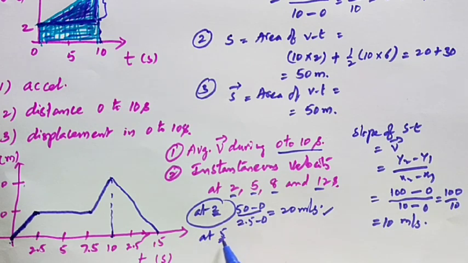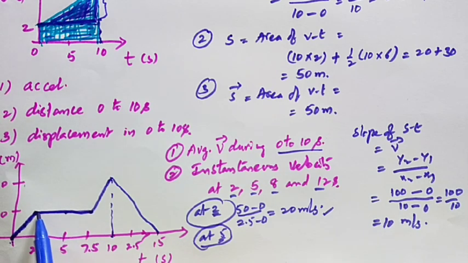Next, at 5 seconds, what is that? See, at 5 seconds, the graph represents 2.5 to 7.5. It's horizontal, parallel to the time axis. What does it mean? The body is taking rest. Then what is the velocity? 0. Not only that, at 3 seconds, 3.5, 4 seconds, 5 seconds, 5.5, 6, 6.5, 7, till 7.5, it is at rest. Clear?